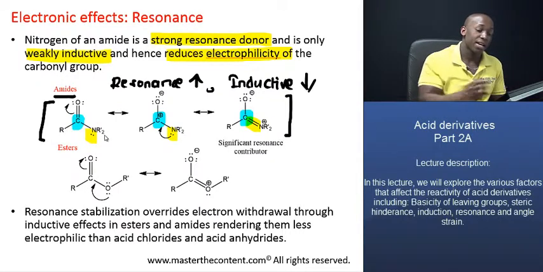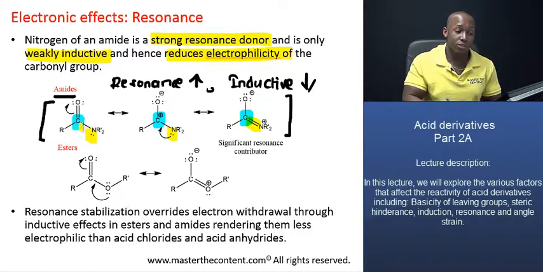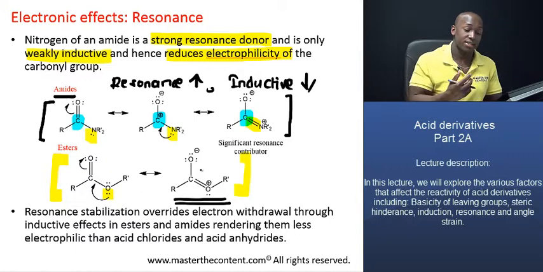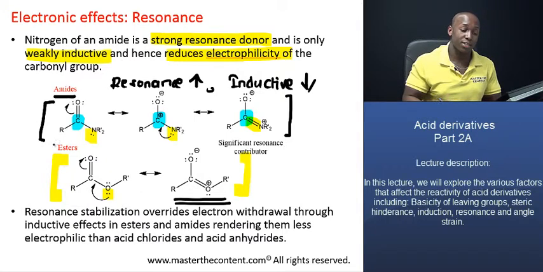Now, esters, on the other hand, also do experience some degree of resonance stabilization, in that we can see a pair of electrons from this oxygen atom being delocalized into that pi system, into that conjugated system, resulting in the creation of another resonance contributor that you can see right here. Now, it just so happens that the resonance effect is not as important in esters as it is in amides.